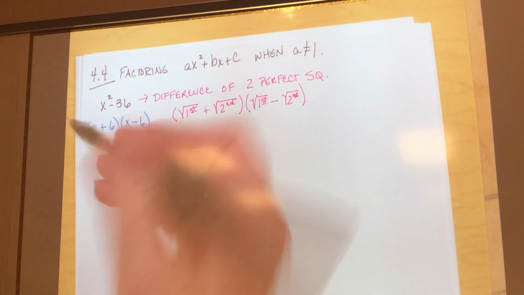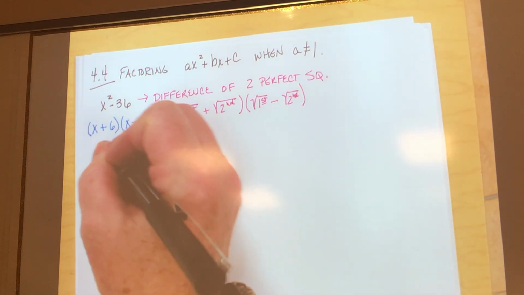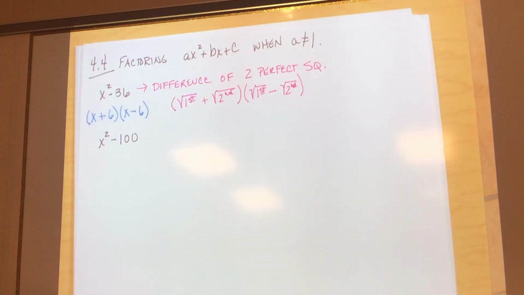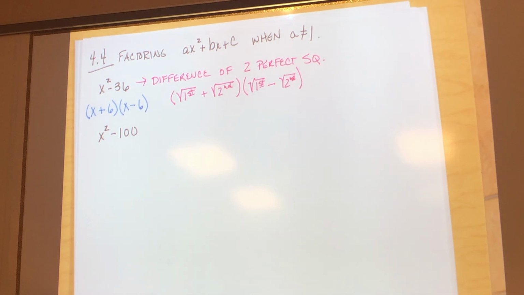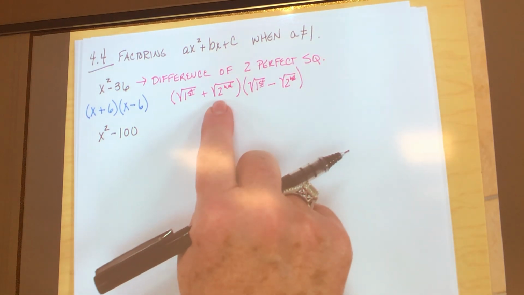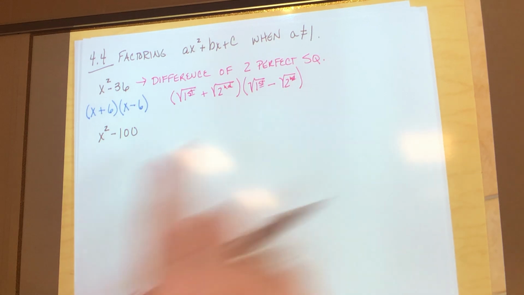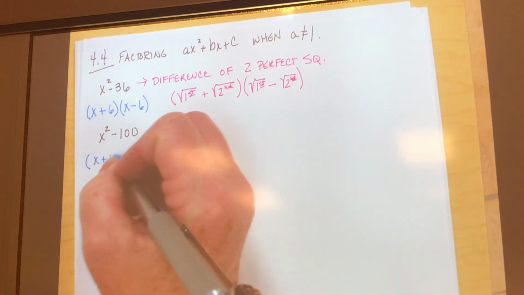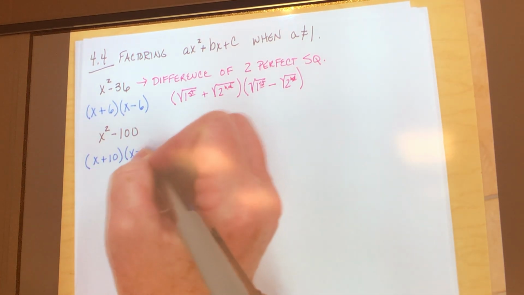Let's see how good you are. Are you ready? Here's yours. X squared minus 100. See if you can factor it. I'll give you about a minute. No, I'll give you 20 seconds. Okay, so this is what it factors into. Square root of the first plus square root of the second, square root of the first minus square root of the second. All right, what's the square root of the first? X plus 10 and X minus 10. Very good.